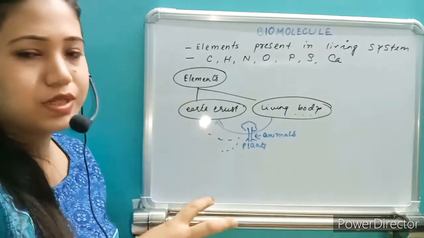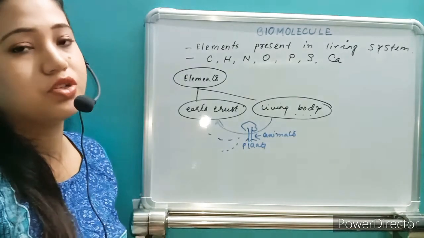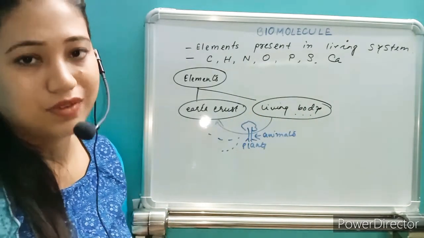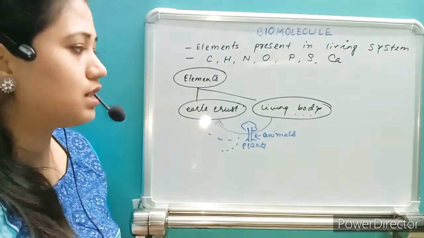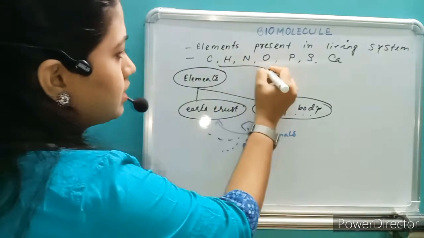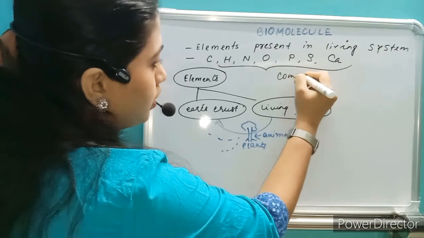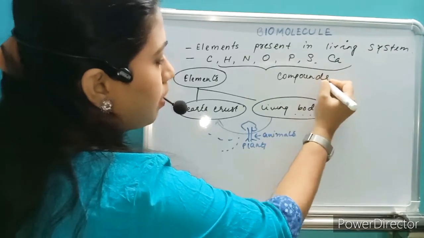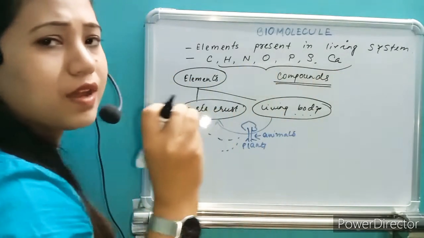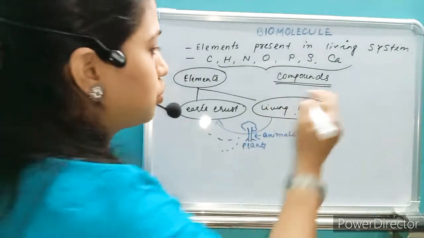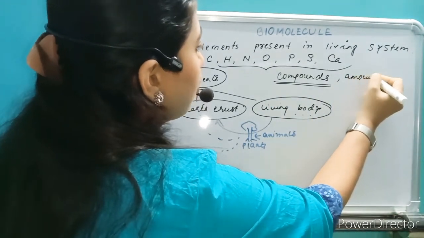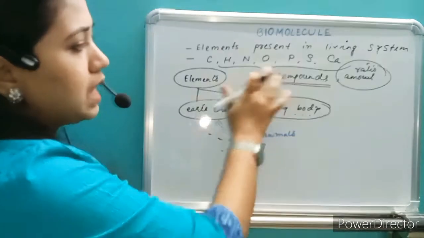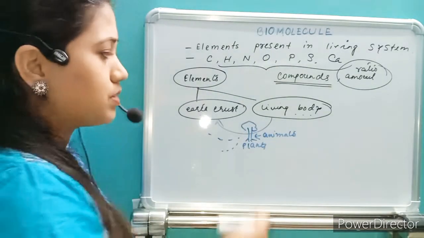In the earth crust, the elements are not showing the properties of a living organism. Then why does the same type of element show a living state in the living body? The thing is that these elements form some compounds, and these compounds are at a specific amount, a specific ratio. The amount or the ratio makes the same elements living substances in the living body.